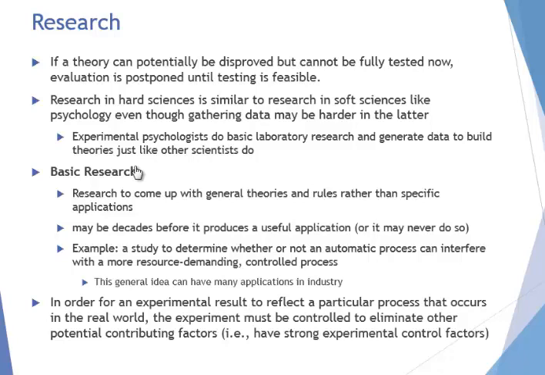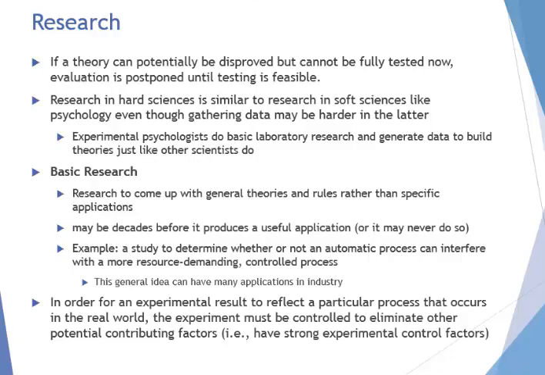A study to determine whether an automatic process can interfere with a more resource demanding controlled process. Or the question of whether a robot can learn to have human judgment. Well, that in itself could be basic research, and then if the answer is yes, maybe down the road there can be applied research to determine whether you can put a robot on an assembly line to build a car, or something to that effect. That's the idea where basic research establishes principles, and those principles can later be used to establish applications.